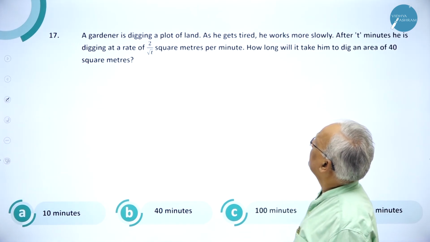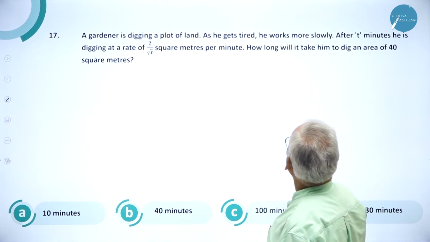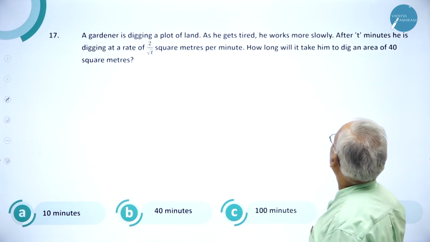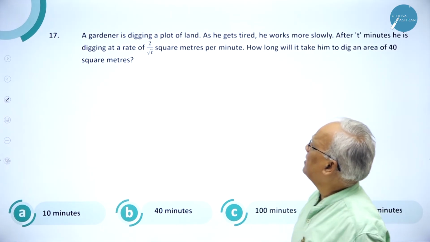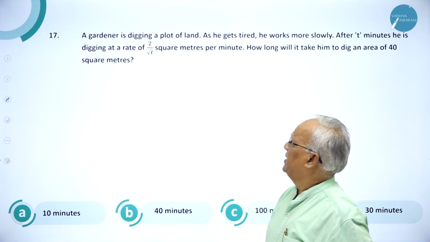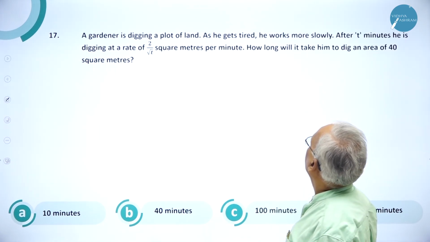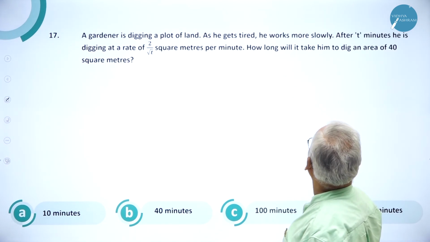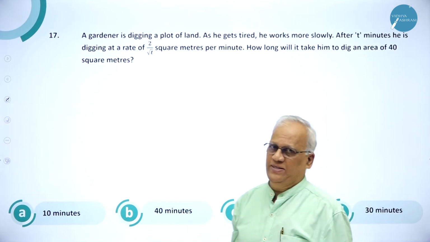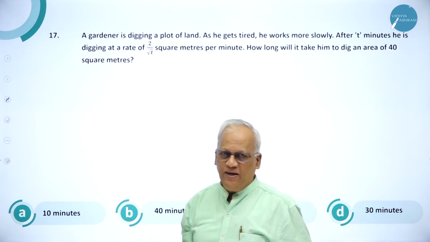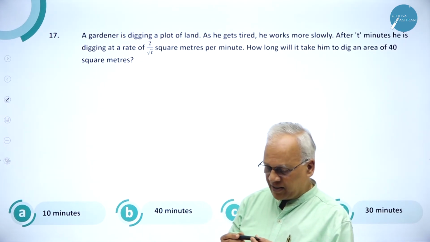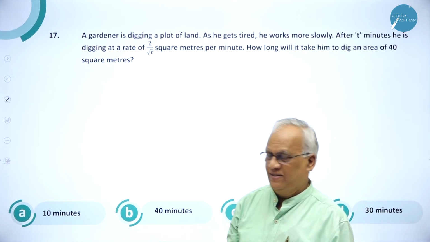Next, a gardener is digging a plot of land. As he gets tired, he works more slowly naturally. After t minutes, he is digging at the rate of 2 by root t square meters per minute. How long will it take him to dig an area of 40 square meters? It looks like a problem on rate measure, but it's a problem on integration, you know.